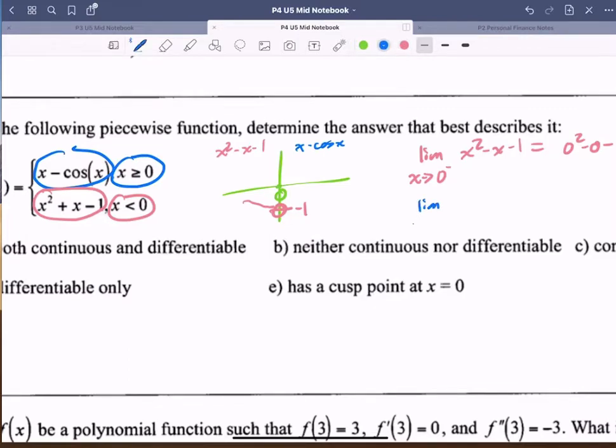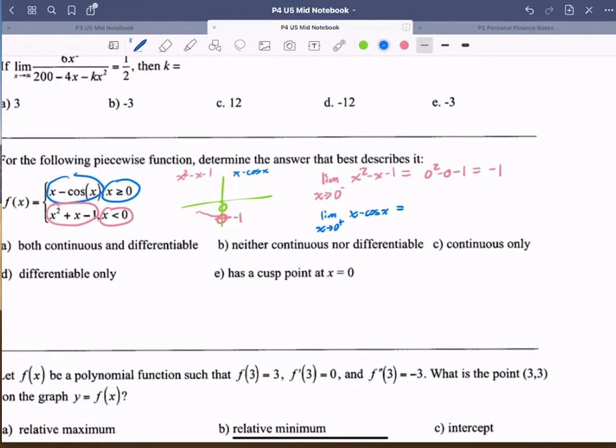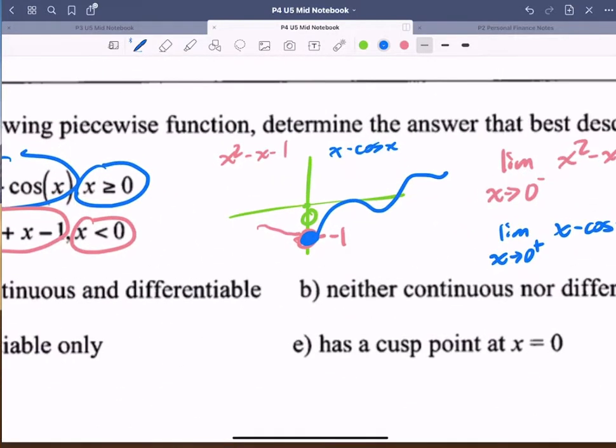Now I'm curious, what happens at 0 for the other rule? I'll take the limit as x approaches 0 from the right side of x minus cosine x, and you do the same thing. All you got to do is plug in 0. I get 0 minus cosine of 0. I know that cosine of 0 is 1, so we have 0 minus 1, which equals negative 1. Check that out. And so now I know that we're continuous. If we go from this rule on this side to this rule on this side, it's going to be continuous. The question is, though, are we going to be differentiable right here?